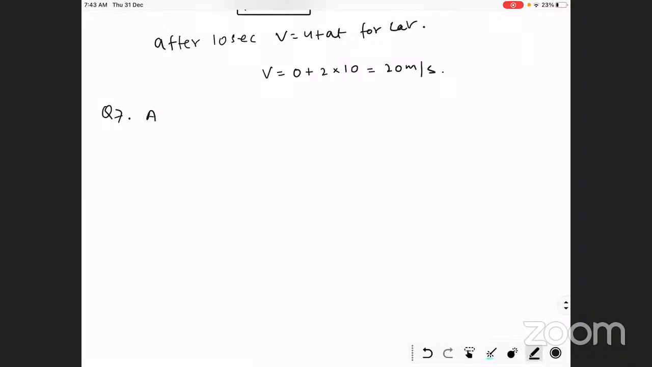Question number 7. A car accelerates from rest at a constant rate alpha.